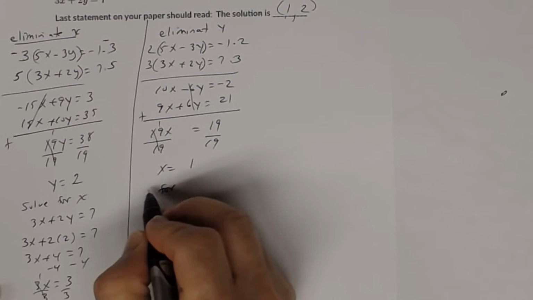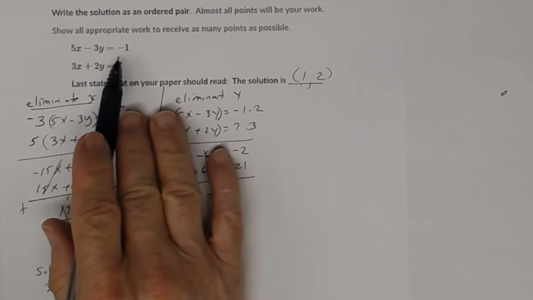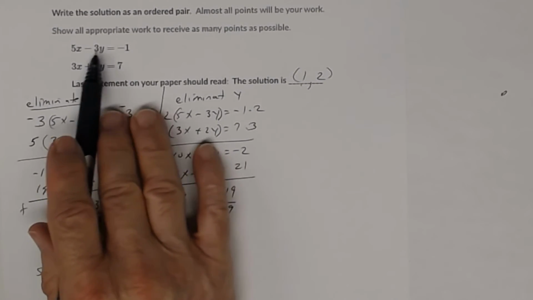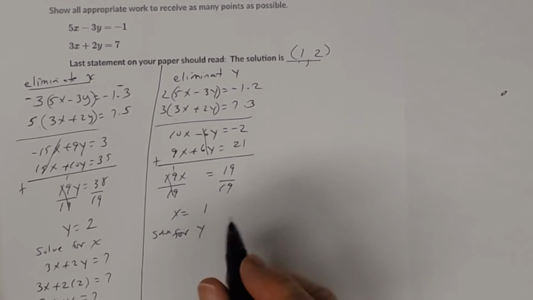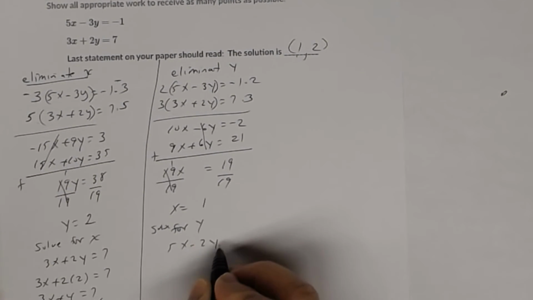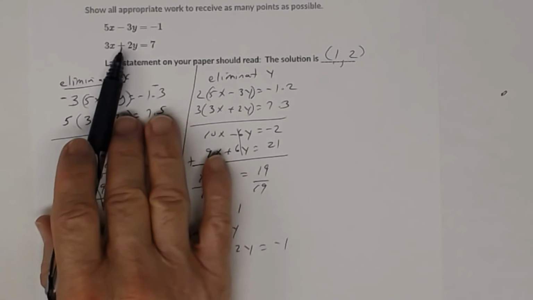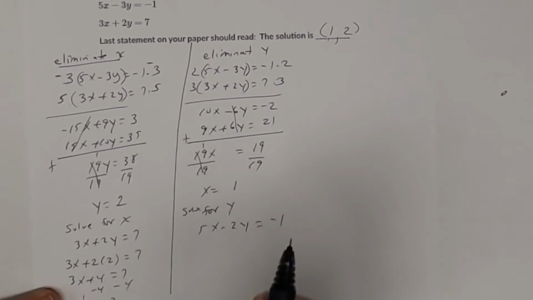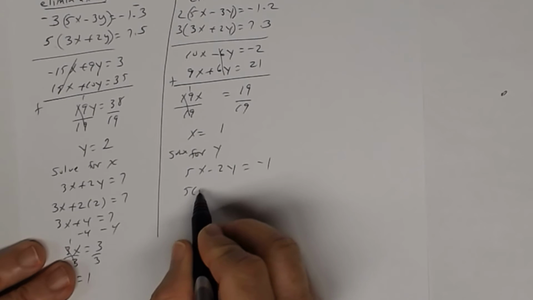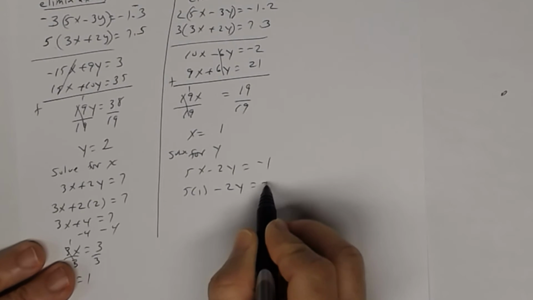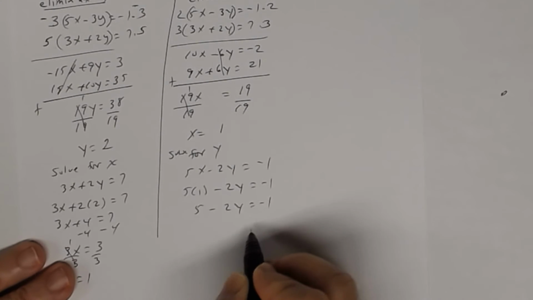Now we have to solve for y. Again, it does not matter which equation you use. I'm going to go ahead and use the top one since I used the bottom one for the other. So if you use the top equation, 5x minus 3y equals negative 1. Of course, it would have been easier to use the second equation because all these numbers are positive. In place of x, I'm going to substitute 1. So I get 5 times 1 minus 3y equals negative 1. 5 times 1 is 5, so 5 minus 3y equals negative 1.